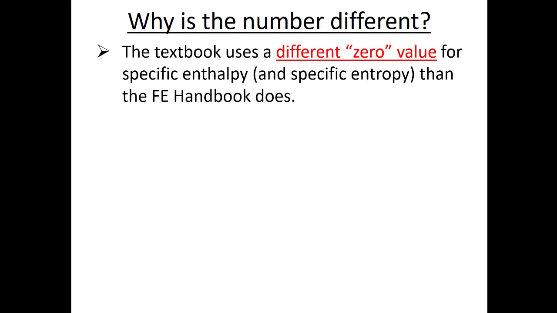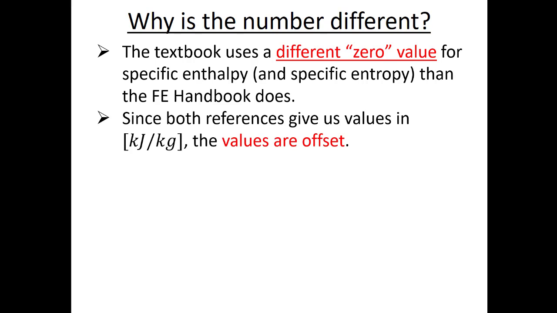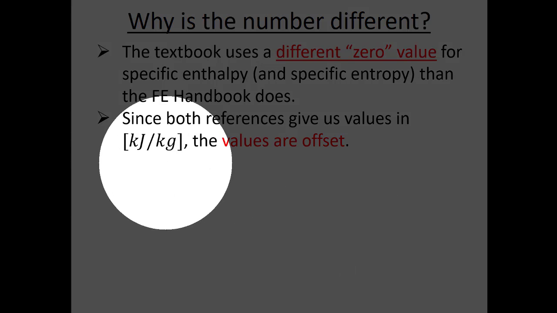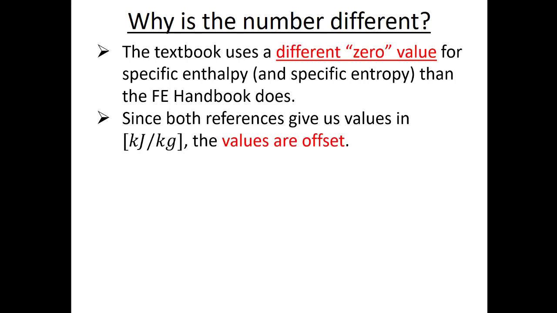So what that means is that you can't do a problem half in the textbook and half on the chart. You've got to pick one and go with it, right? You can't do both. Even though they have the same units, the same name of the units, they have different zeros. So it's like absolute pressure and gauge pressure.